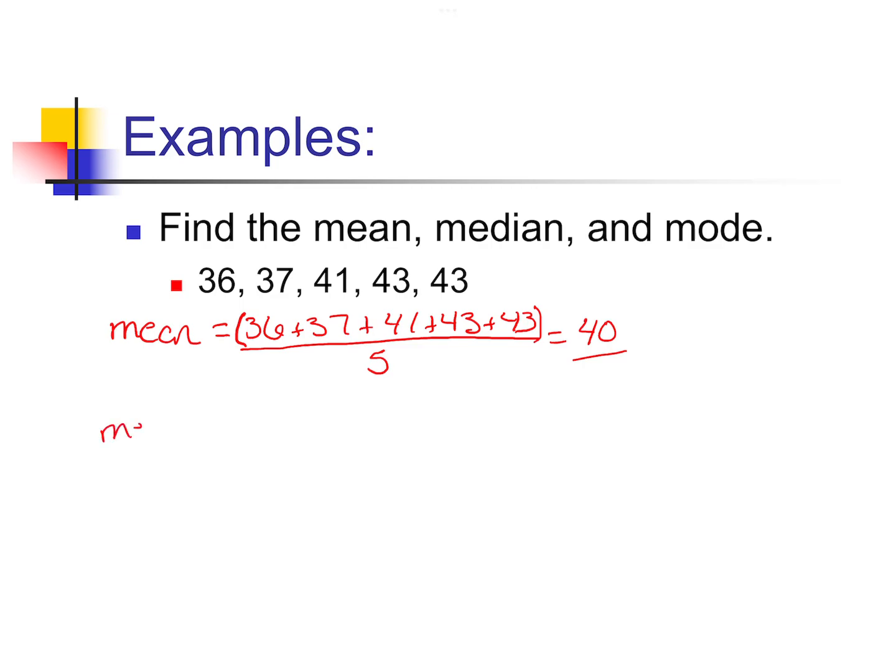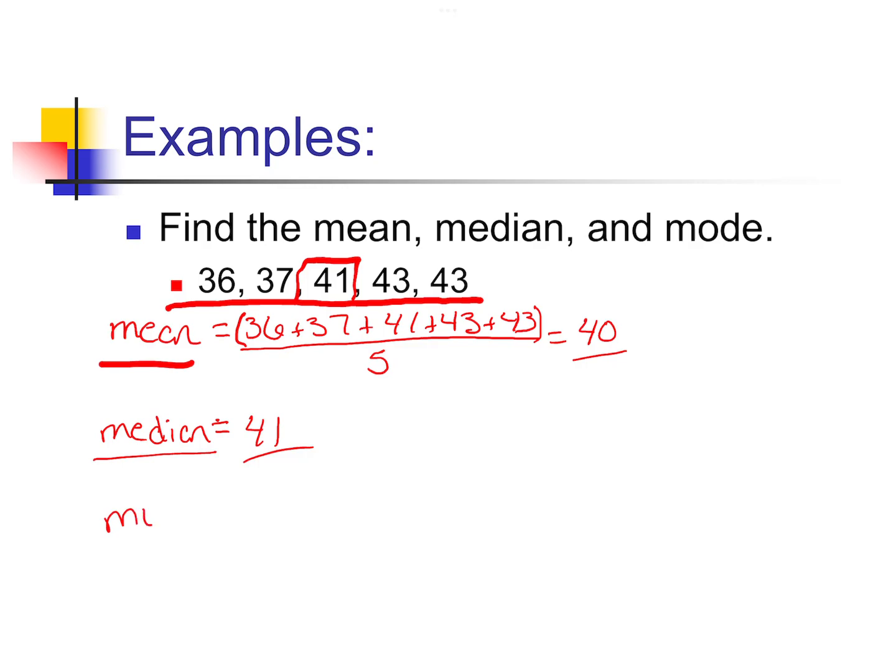Okay, for our median, remember our numbers have to be in order from smallest to largest. Well, if we look up here at our data set, all of our numbers are already in order from smallest to largest. So it's just the middle number. So since I have 5 numbers, my median is just this middle number right here, 41. And then our mode is the number that occurs the most often. So if I look at all of my data on here, 43 occurs twice and it's the only one. So our mode would be 43. So there's our mean, our median, and our mode.